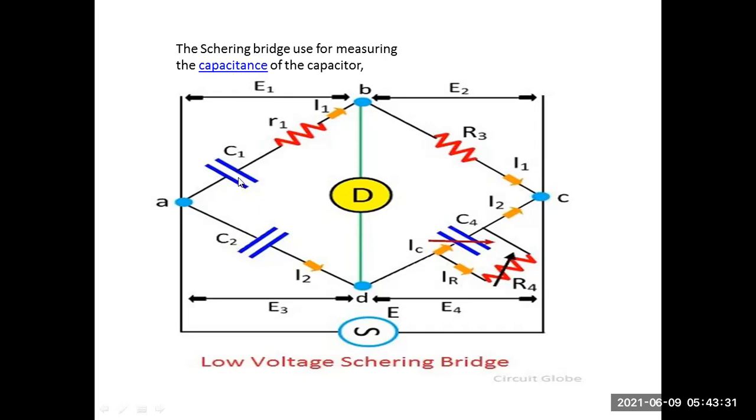We are having three capacitances, C1, C2, C4, and three resistances. Please don't get confused that I have written C1 and C2 here and C4 there. This is only for reference purposes. If you want, you can just write C1, C2, C3 here, and you can write R1, R2, R3. This is only for our comfortable calculation.